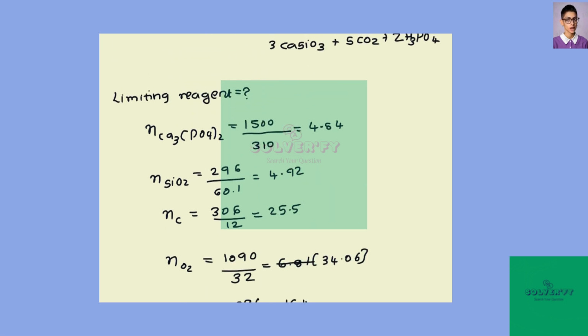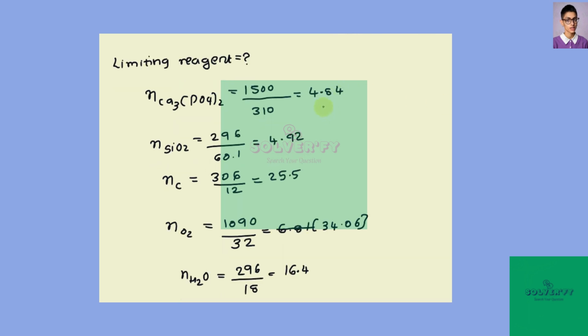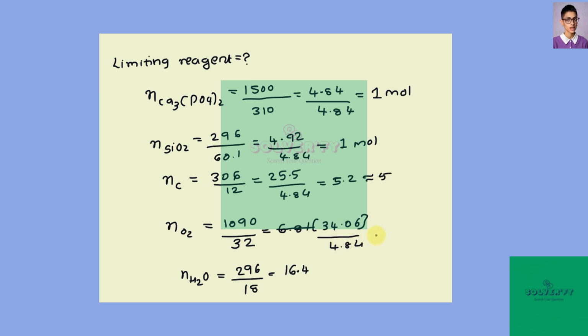So in order to simplify, the least number of moles, that is 4.84, we will divide with each. So here we will get the number of moles as 1 mole. And on dividing the next value with 4.84, here we will get the least number as 1 mole also. On dividing the number of moles of carbon with 4.84, here we will get it as 5.2. Approximately we can take it as 5. On dividing this value with 4.84, here we will get 7. And on dividing this value with 4.84, here we will get 3.3. We can approximately take it as 3.